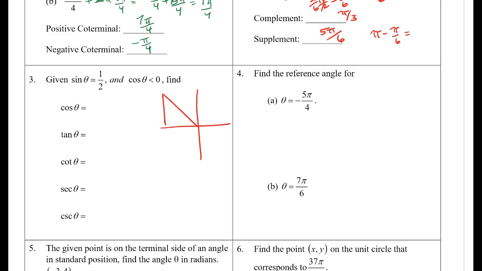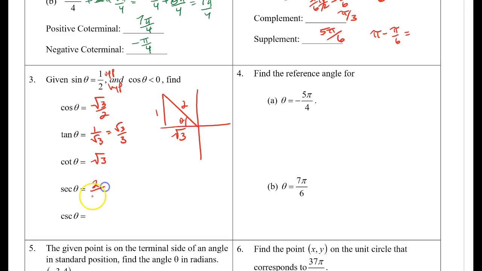And I know that sine is opposite over hypotenuse. So here's my angle. I have 1 and 2. And then using the Pythagorean theorem, 2 squared minus 1 squared is 3, so the other side is the square root of 3. So my cosine is radical 3 over 2. Tangent is 1 over radical 3, which is the same as radical 3 over 3. Cotangent is radical 3 over 1, or just radical 3. Secant is the reciprocal of cosine.